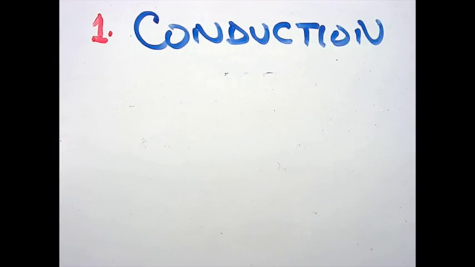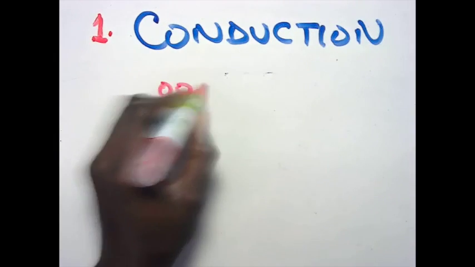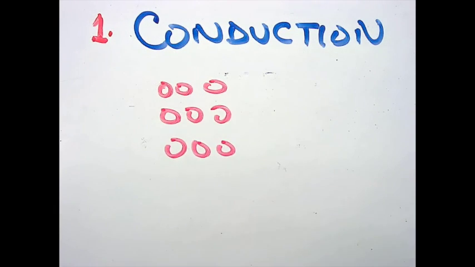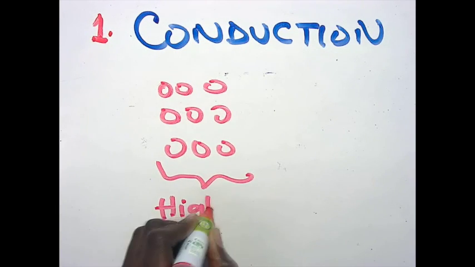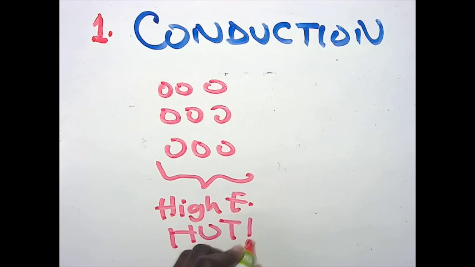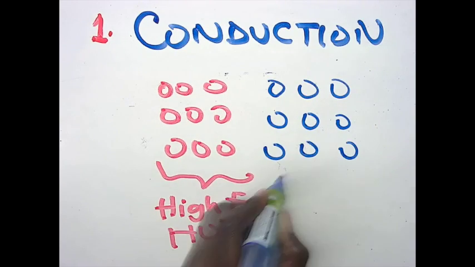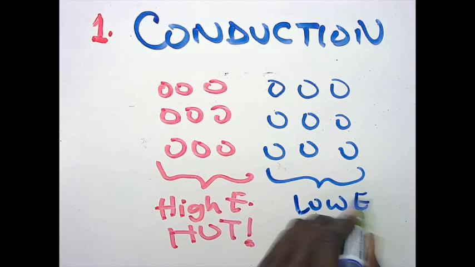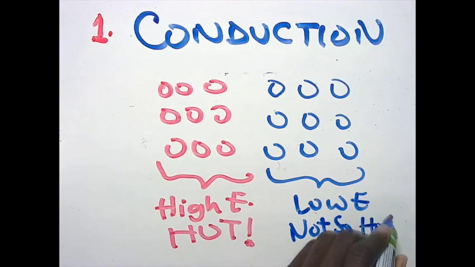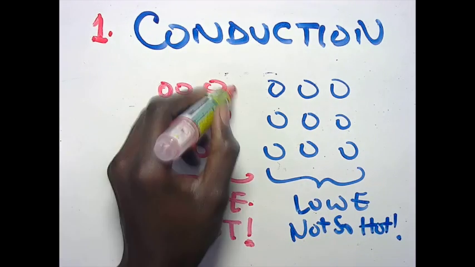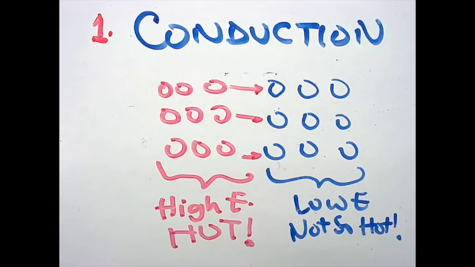Conduction is when energy moves through a fluid because some molecules of the fluid are of a higher energy, they're hot, and some molecules are of a lower energy, the cold part of the molecules. And so energy moves down the gradient by the higher energy molecules passing on their energies to the cold molecules.